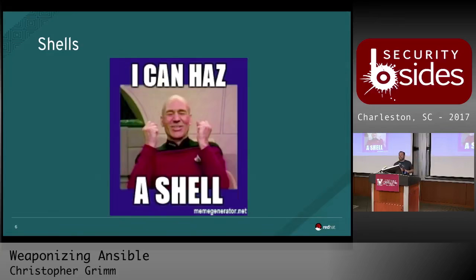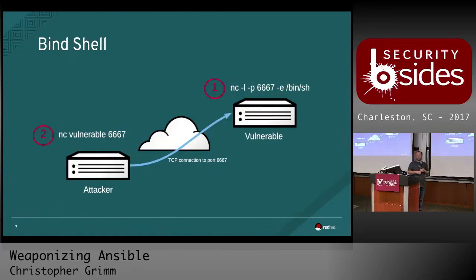So what do we all want as a pen tester? We want shells, right? Shells are the best. Ansible can give us shells through various means, just like PowerShell can, or really any other tool can. So what are the two major types of shell? We've got bind shells and we've got reverse shells.